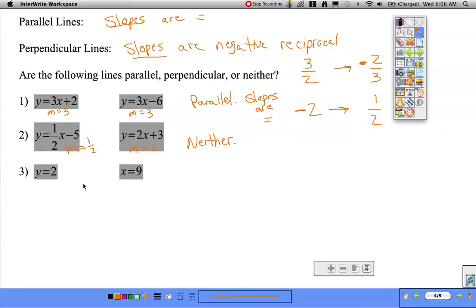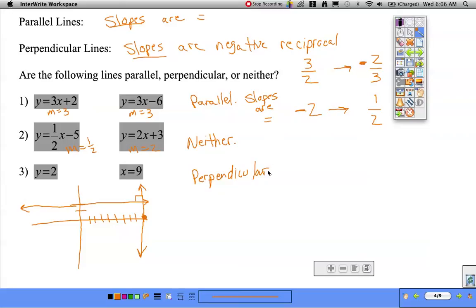Number 3, you've got to be careful. If I were to graph number 3, I think that's the best way to look at this. y equals 2 is your horizontal line going through the y-axis at 2. x equals 9 is a vertical line going through the x-axis at 9. Well, a vertical line and a horizontal line are going to be perpendicular to each other. So I know these are perpendicular.